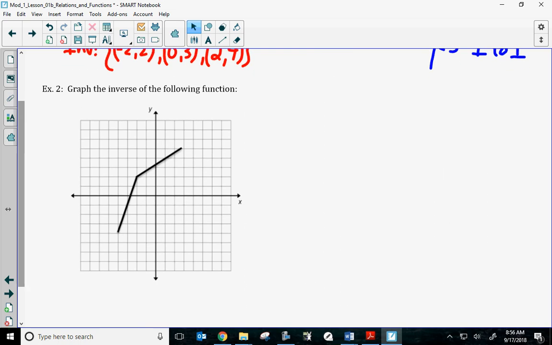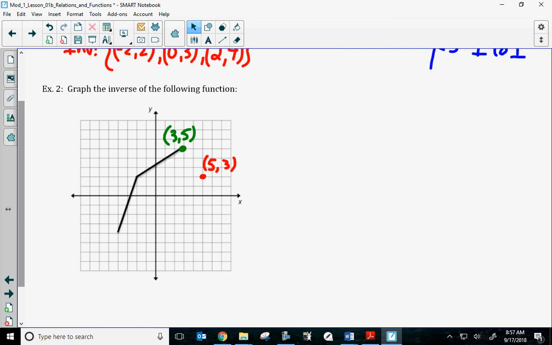Let's go on to our second example here. We have this graph. It looks like it's 2 lines, and we're going to graph the inverse of this function. There's a little trick to graphing the inverse that can make it easier, but a lot of my students would rather just take the coordinate and flip it. For example, let's say this point is right here. That's the coordinates 3, 5. If I wanted to graph the inverse, I need to go to 5, 3. That's the inverse. Remember, I just flipped my x and my y.